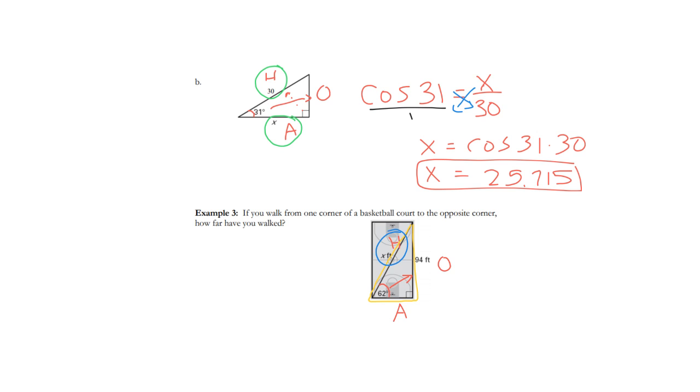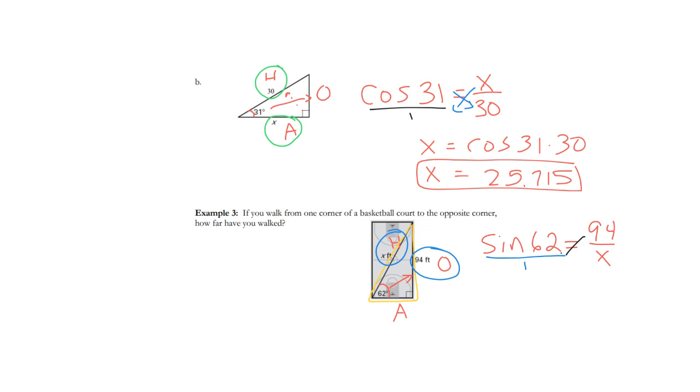Which side do we know? Well, we know the length of the opposite. So which trig ratio uses O and H? Sine does. So we say the sine ratio for the 62 degrees, sine of 62 equals the opposite side over the hypotenuse. The opposite side is 94. The hypotenuse is X.